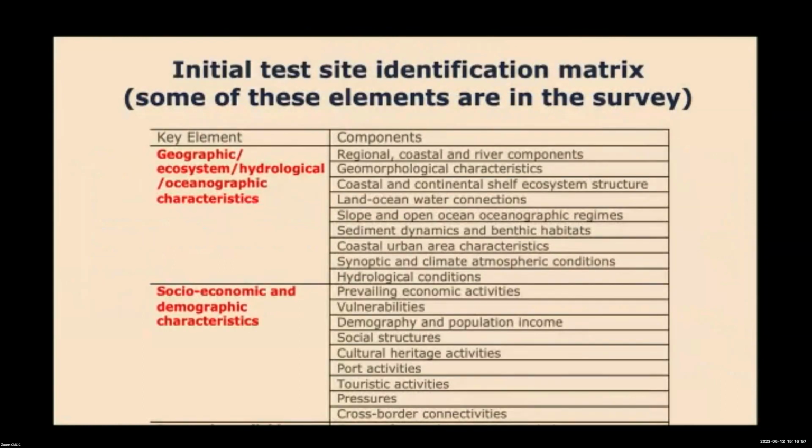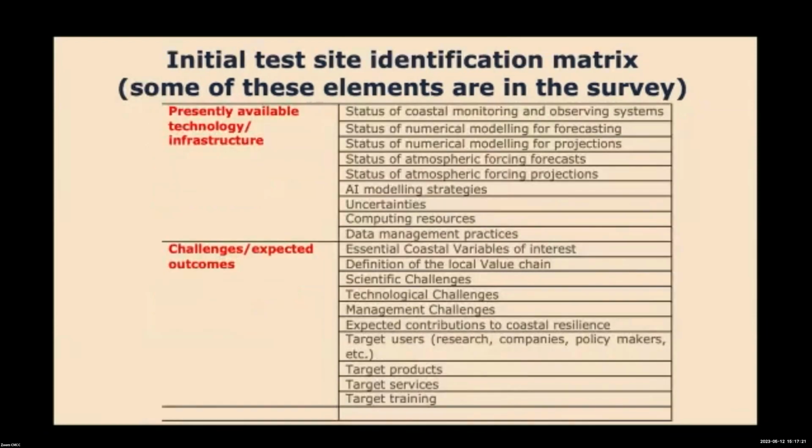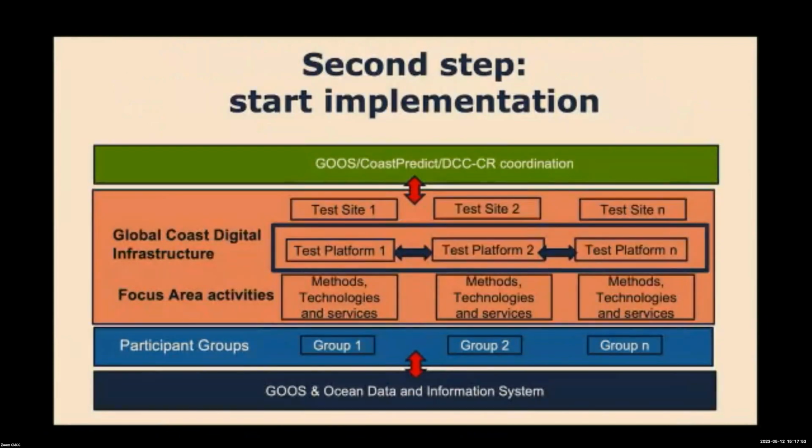Okay, so we are building a test site identification matrix. Some of these elements will be in the survey. We would like to ask you about the ecosystem, the hydrological and oceanographic characteristics of your area, the socioeconomic and demographic characteristics with some detailed components, presently available technology and infrastructure in the area, and then the challenges and expected outcomes. What do you expect from having a Global Coast test site? Okay, so you will not be asked to do everything in this initial survey, but just to propose the initial part. Second step is to start implementation.